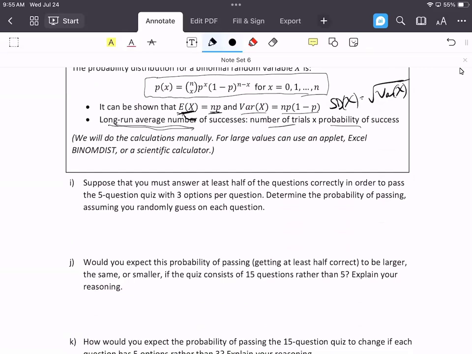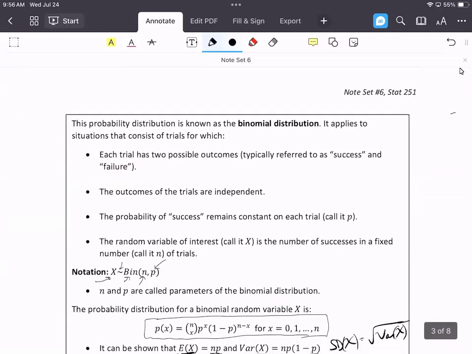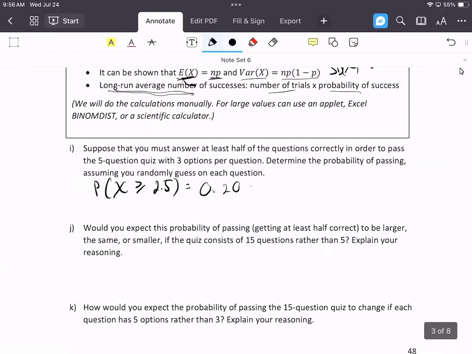Suppose that you must answer at least half of the questions correctly in order to pass the 5-question quiz with 3 options per question. Determine the probability of passing, assuming you randomly guess on each question. So we have to get at least half of them right. Well, what is half of the 5 questions? That would be 2.5. Well, when would that happen? We have the distribution here. We know it's going to be P of x equals 3 plus P of x equals 4 plus P of x equals 5. If you add those probabilities together, you're going to get 0.209.